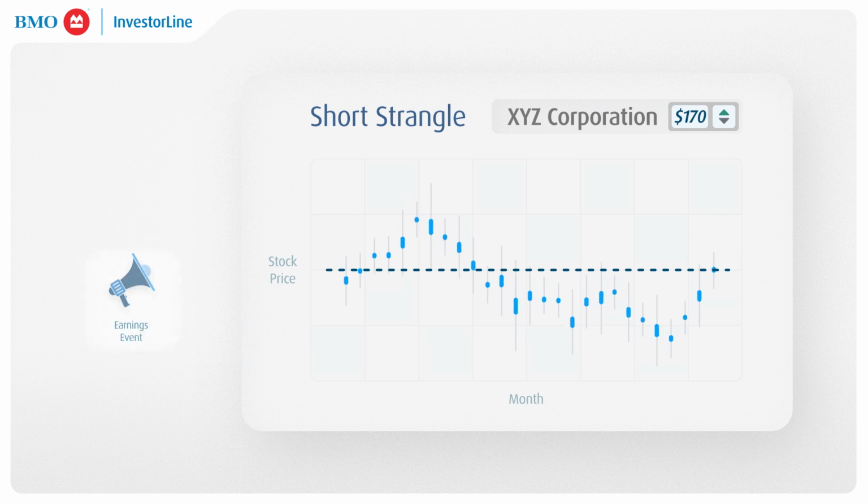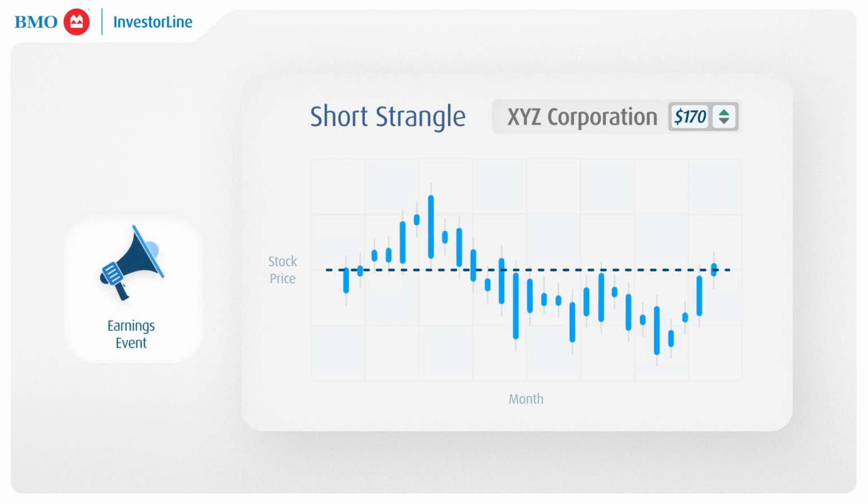Lastly, let's construct and review a short strangle. Let's say XYZ has recently made a big run higher to its current $170 price, and you now believe that the stock will consolidate and trade within a range for some time.